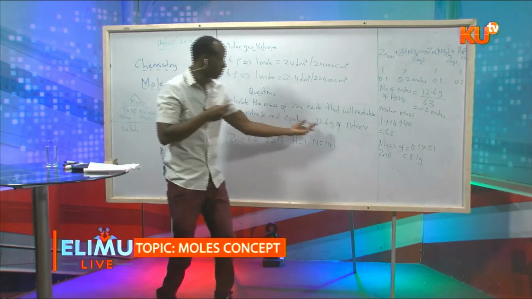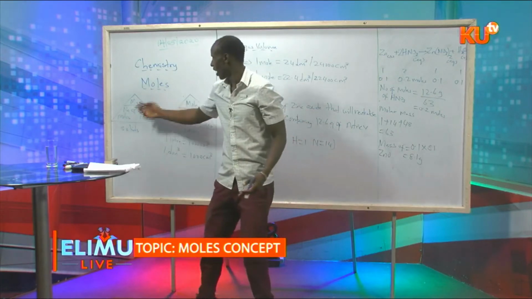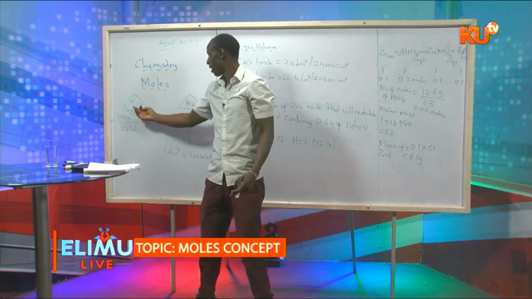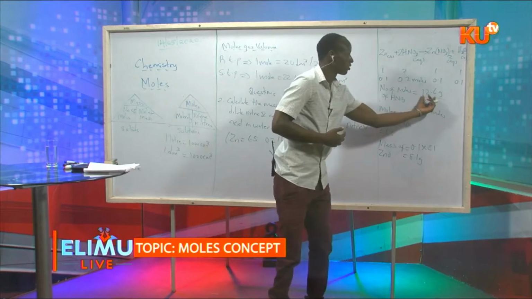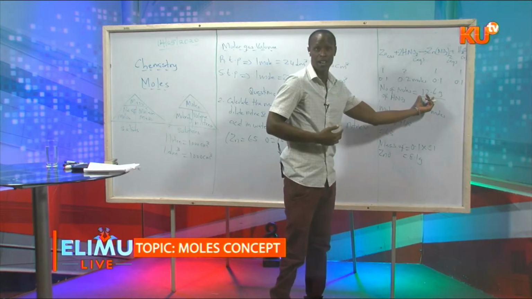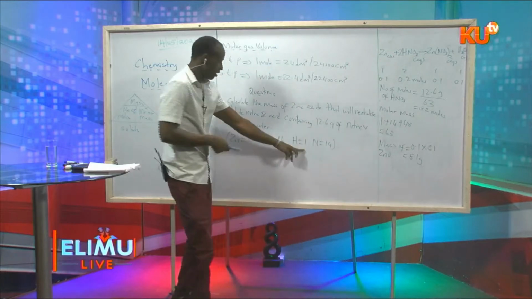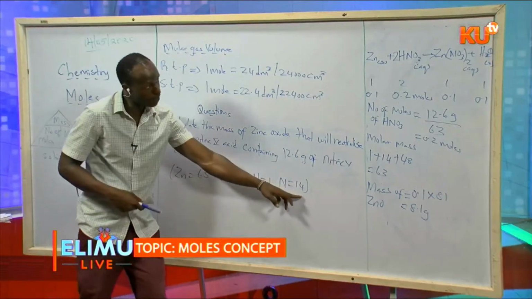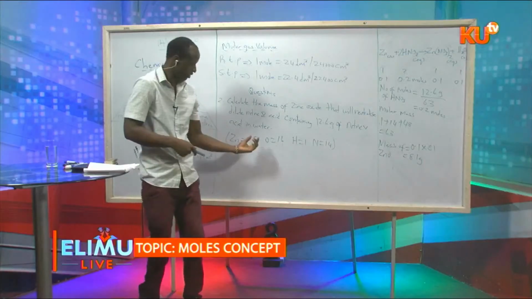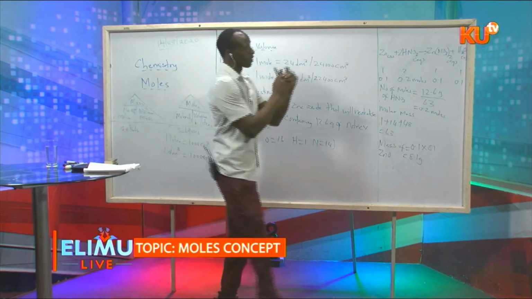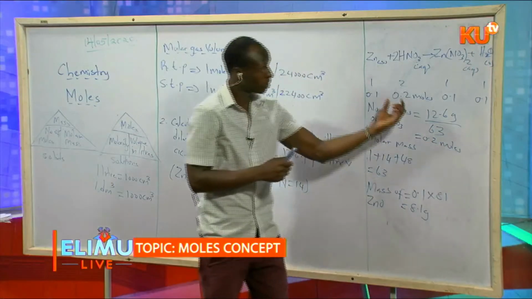So since in my question I've been given 12.6 grams of nitric acid, if I have mass, I can get the number of moles. Number of moles is mass over molar mass. I calculated the number of moles of nitric acid. 63 was the molar mass. You add H 1 plus nitrogen 14, that's 15, plus 3 oxygen. 3 oxygen are 48 because of 16 times 3, which gives you 63. Then you do the division, 0.2 moles.